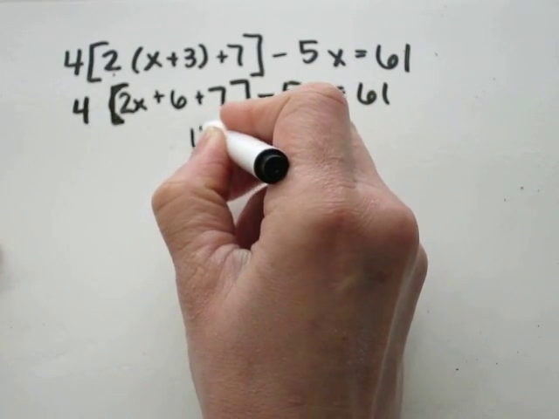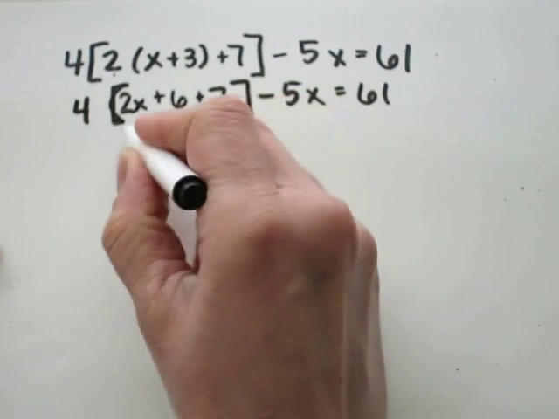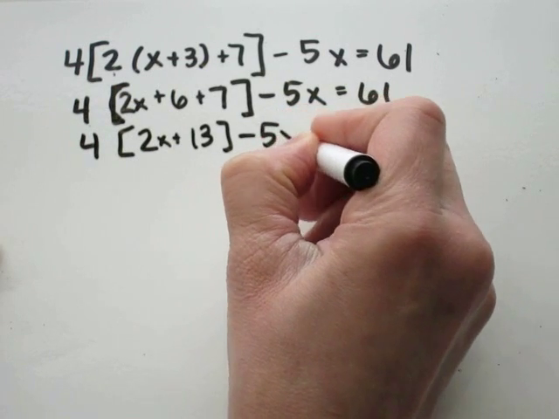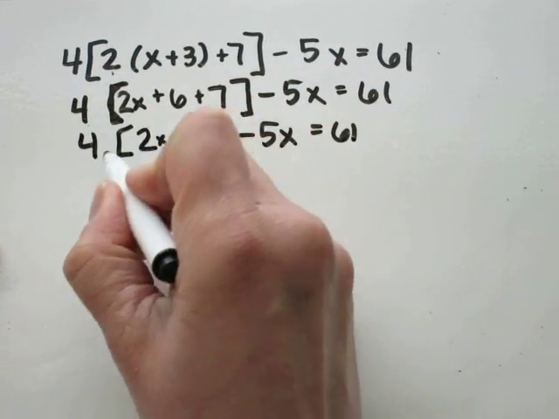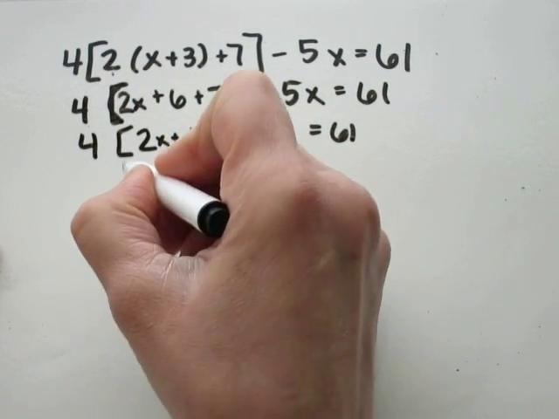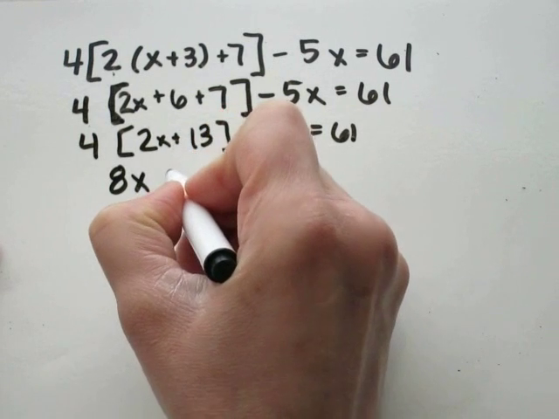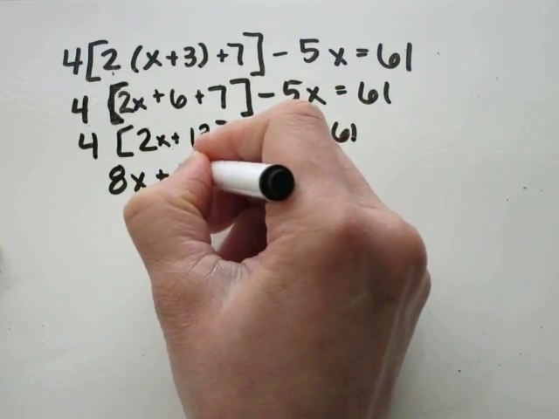6 plus 7 is 13. So 2x plus 13 is what's in the brackets. Times 4 minus 5x equals 61. Now I can multiply 4 times each number. 4 times 2x will give me 8x. 4 times 13 is 52.